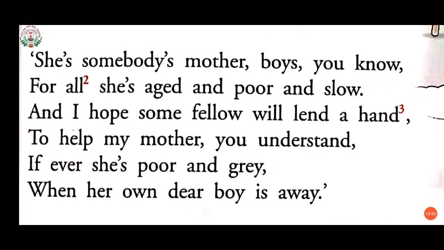Now see the seventh stanza. She is somebody's mother, boys, for all she is aged and poor and slow, and I hope some fellow will lend a hand to help my mother, you understand? If ever she is poor and grey, when her own dear boy is away. Now, the boy told his friends that she was the mother of somebody and was very old, poor, and slow. She was looking very helpless. That is, the boy was describing the circumstances and the situation, how she was standing alone at the crossing and looking for somebody's help. He said everything to his friends.